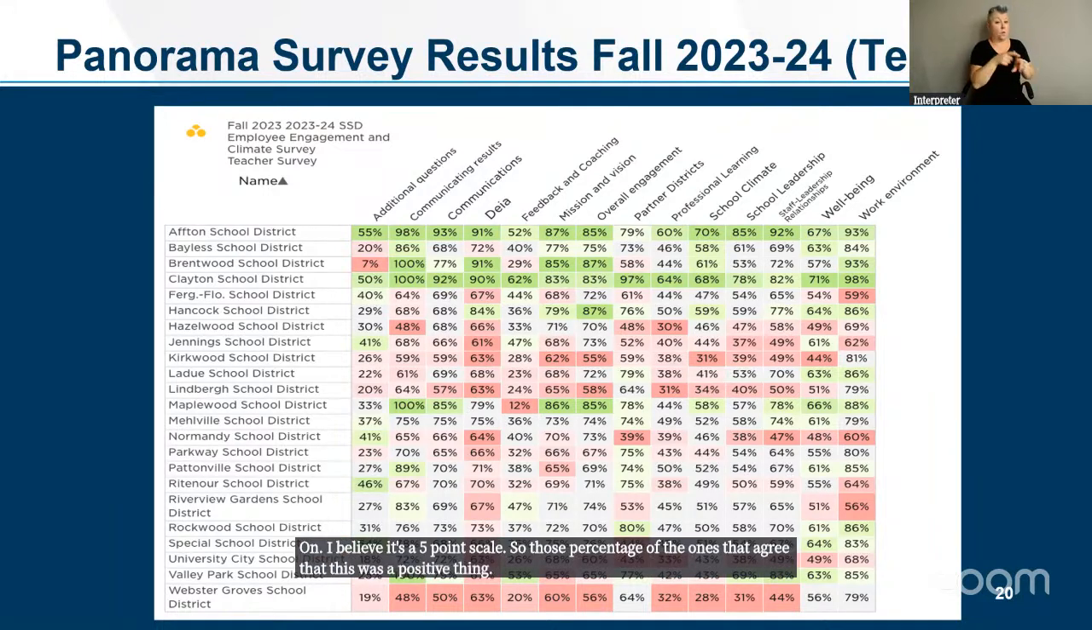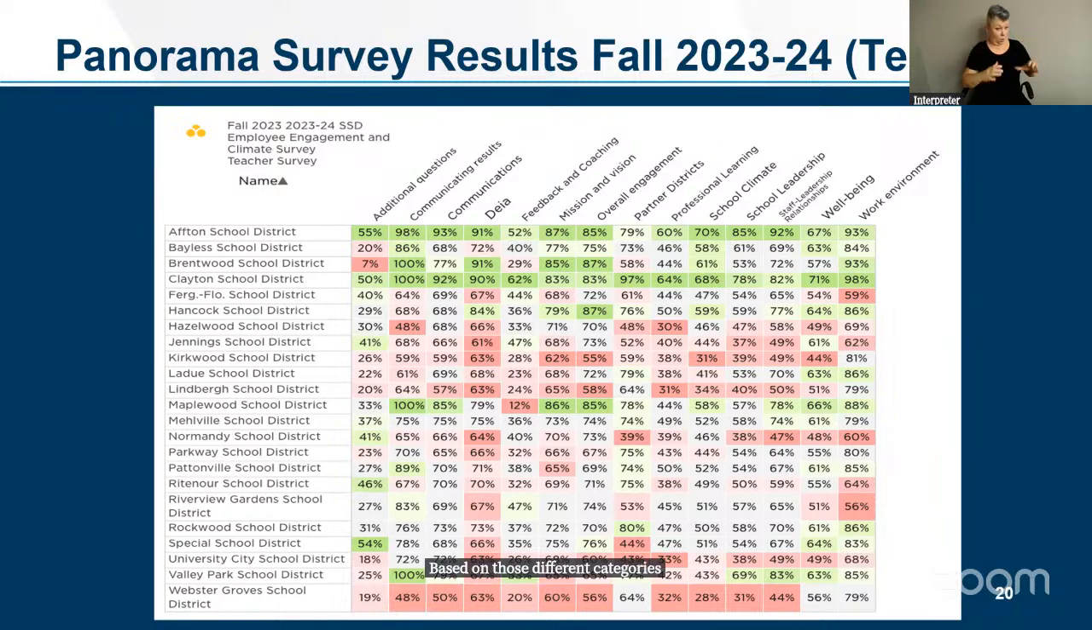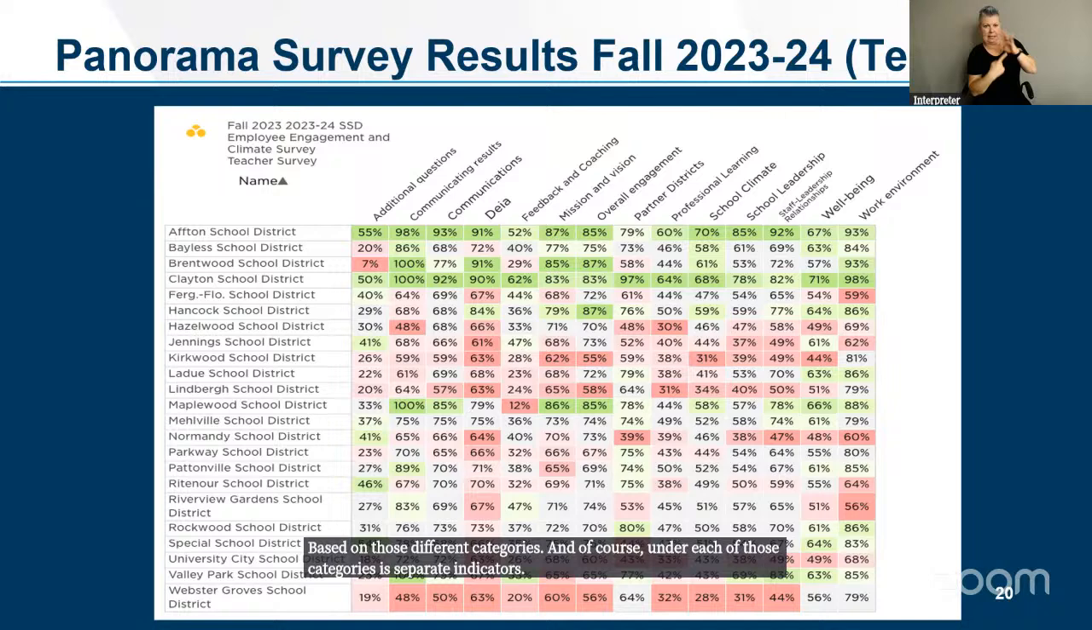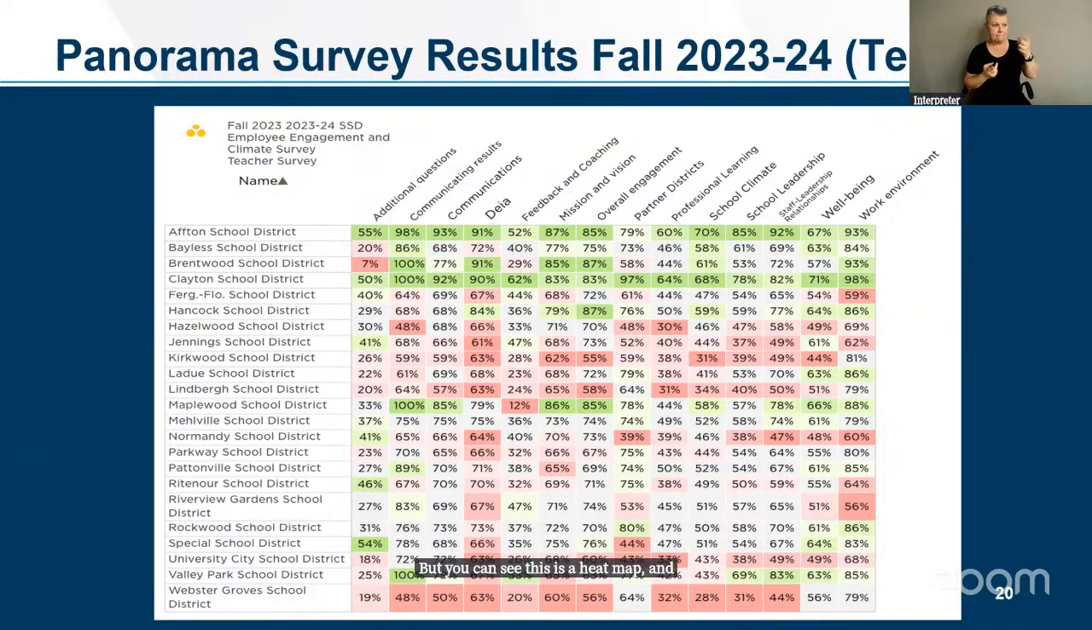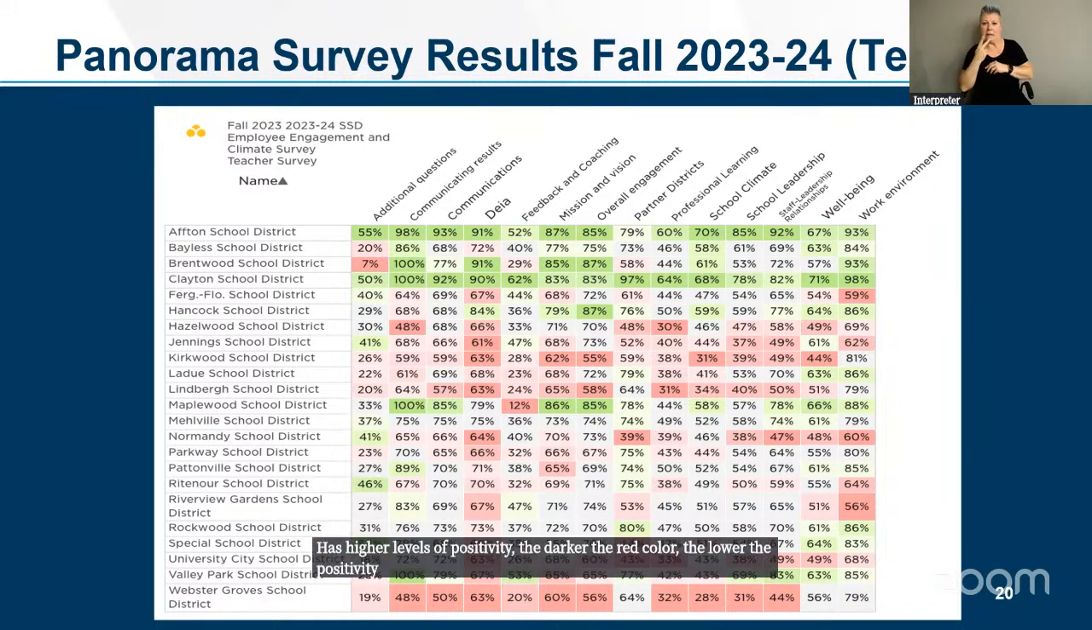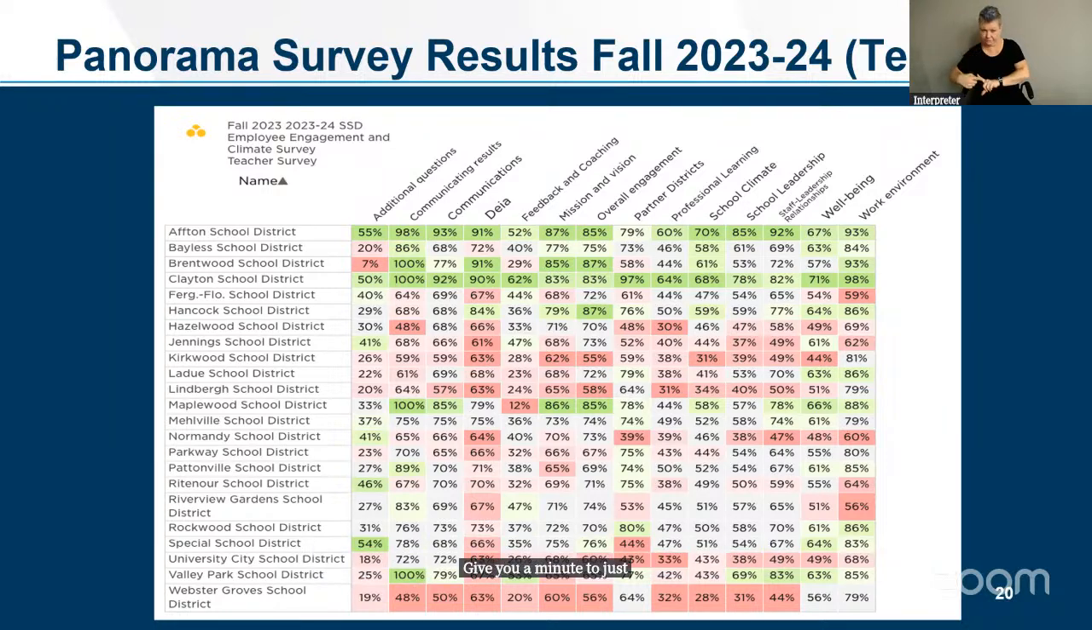Based on those different categories, and of course, under each of those categories are separate indicators, you can see this is a heat map, and so what it's showing is the green is showing the areas, the categories in the districts that had higher levels of positivity. The darker the red color, the lower the positivity for those indicators. So I'll give you a minute to just glance through that. You'll see that, again, it's teacher and parent ones for fall and spring.